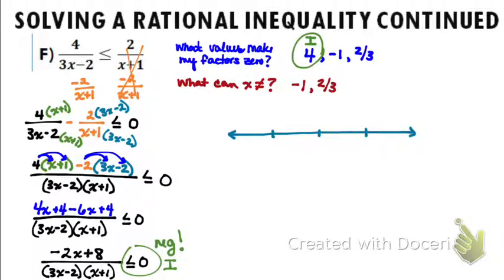All right, so we've got negative 1, positive 2/3, positive 4. This is my included value. Negative 2x plus 8. Technically, I could factor a negative 2 out of there as a GCF, but do I need to? No. 3x minus 2, x plus 1, and then my overall result.